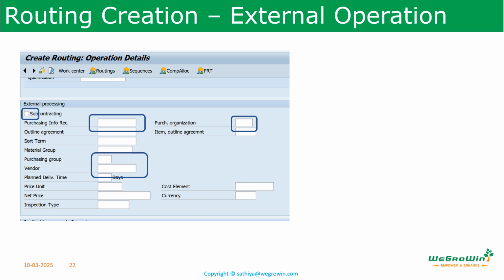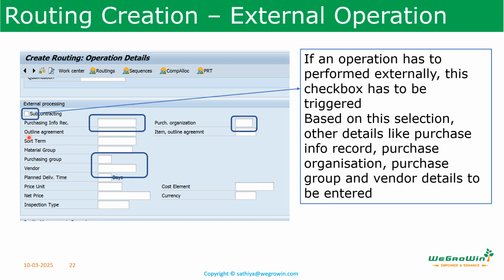Okay. Now, further scrolling down, we see this tab of external processing. For example, we have operation 10, heat treatment. There is no internal processing for it, and we want to do it externally. So for the same production order, same routing, when only one operation has to be done externally, we can use this option, which is called external processing. When you have any external processing, first you have to select this subcontracting.